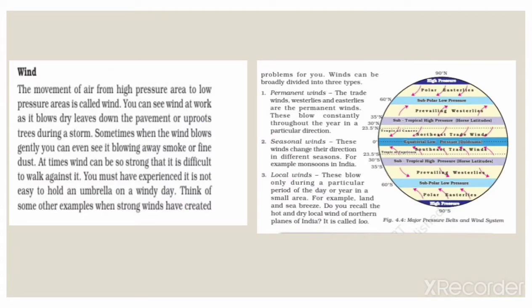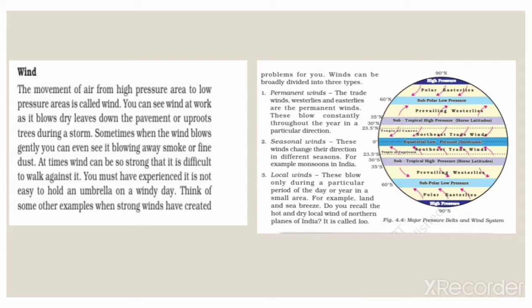Now, the winds. The horizontal movement of air from high pressure to low pressure is called wind. The speed and direction of the wind varies. Winds are of three types: permanent winds, seasonal winds, and local winds. What is permanent wind? The trade winds, westerlies and easterlies are the permanent winds. These blow constantly throughout the year in a particular direction. The direction is not going to change. It is permanent. So there are three types of permanent winds: trade winds, westerlies and easterlies.